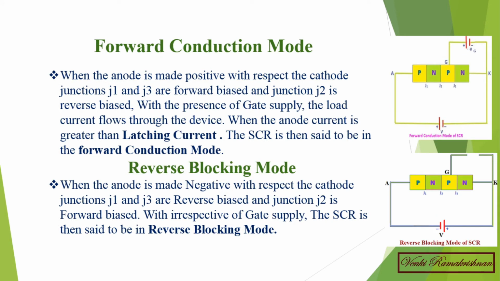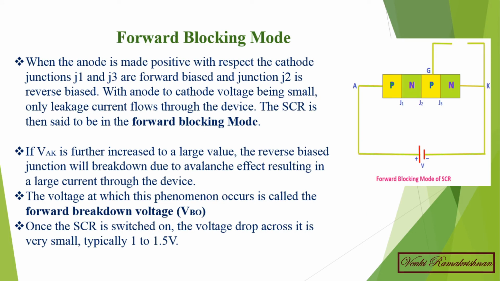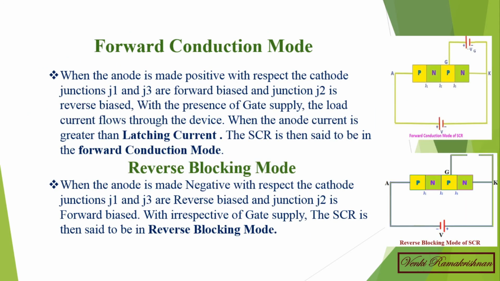Next, second one, forward conduction mode. When the anode is made positive with respect to cathode and with the presence of gate supply. In the previous case, gate supply is open. In this case, we are applying gate supply.